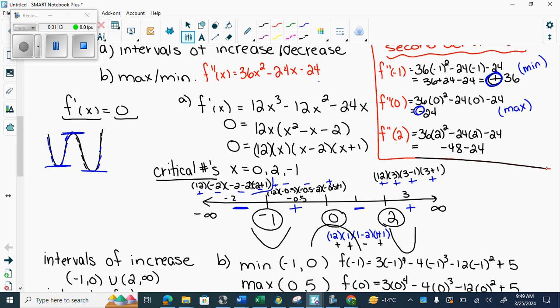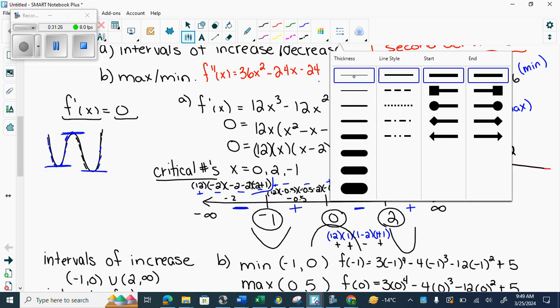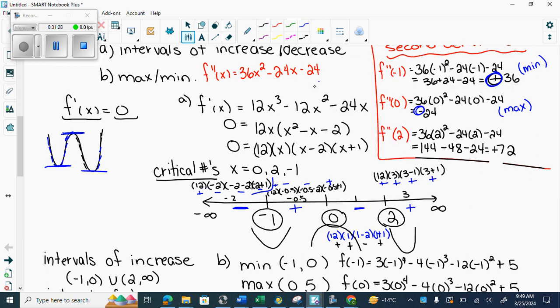All right. So we get 144 minus 72, which is 72. Which is positive 72. Positive, so it is a min. Make sense? So the second derivative test is really fast for finding out if there's mins and maxes.